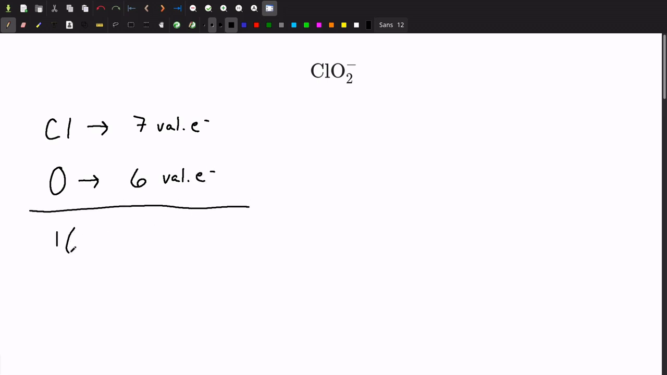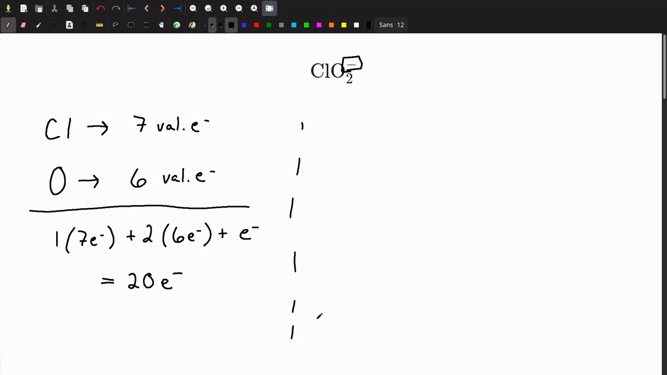We're going to have 1 chlorine giving us that 7 electrons plus 2 oxygens, each giving us 6 electrons. Plus, we're going to have to add another electron to account for this charge right here. That -1 is indicating that we have an extra electron. So we get 8 plus 12, 20 electrons.